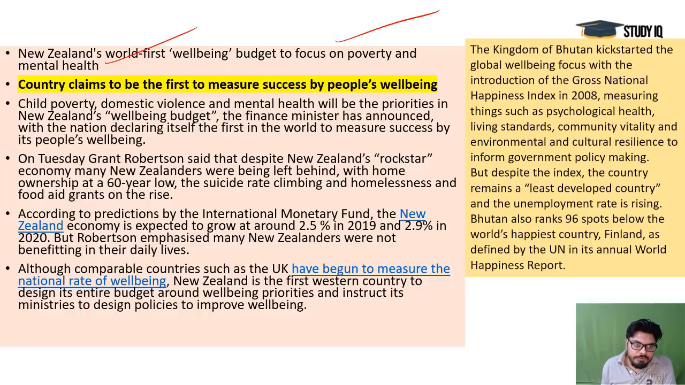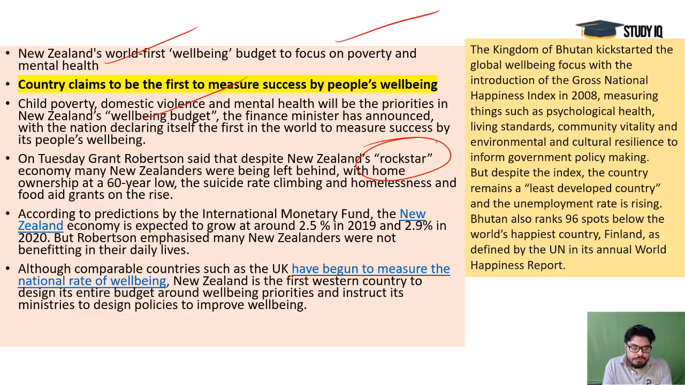And they are calling it a well-being budget. They're saying that already we have a rockstar economy, sorry, and still many groups like poor children and mentally struggling people, all these are left behind. So we are gonna include all of them, and according to the IMF predictions, the New Zealand economy is expected to grow at around 2.5%, and in 2020 it will go to around 2.9%.